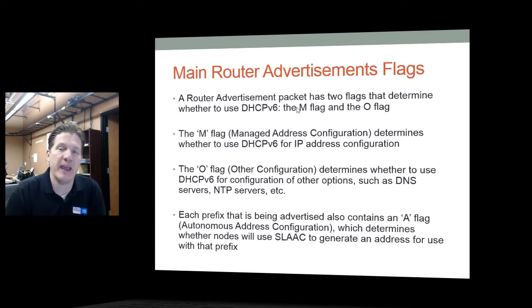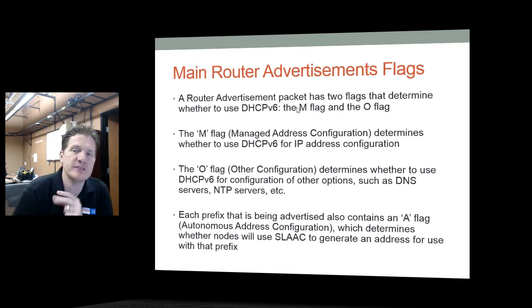So let's talk about the main router advertisement flags that are available. The two flags that will determine whether to use DHCP version 6 are the M flag and the O flag. The M flag stands for Managed Address Configuration, and that determines whether to use DHCP version 6 for IP configuration. The O flag means Other, and determines whether to use DHCP version 6 for configuration of other options, such as DNS, network time servers, things like that.